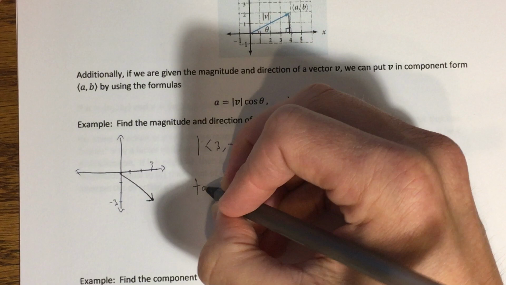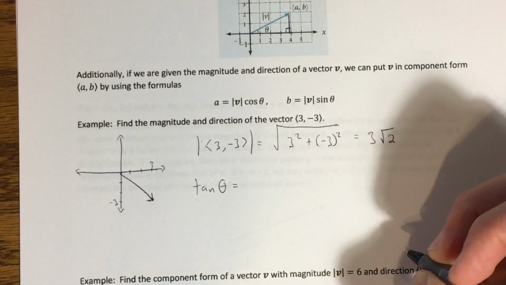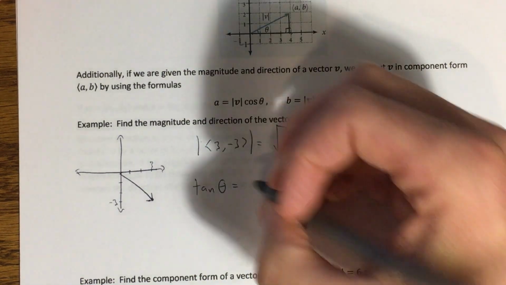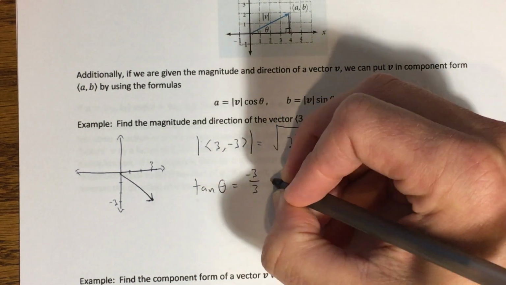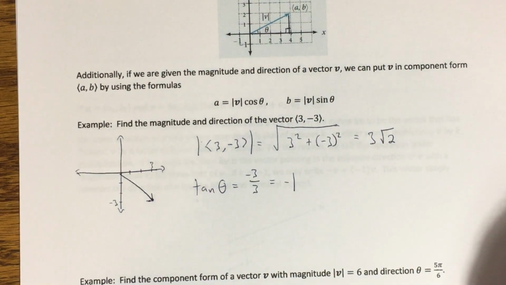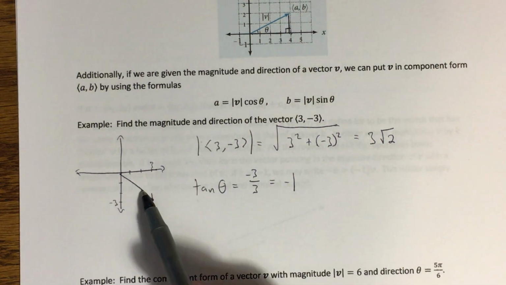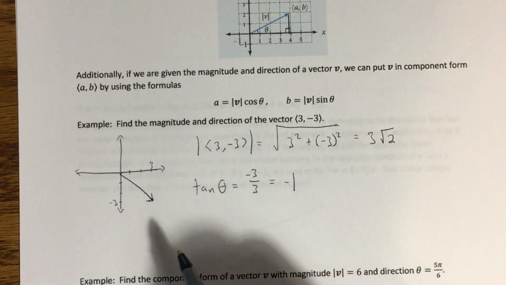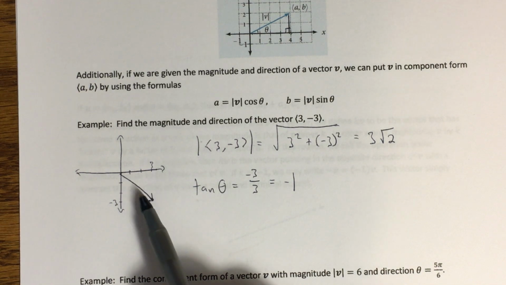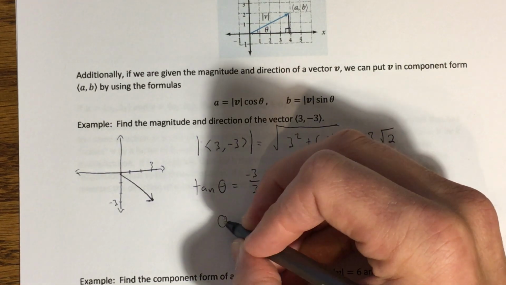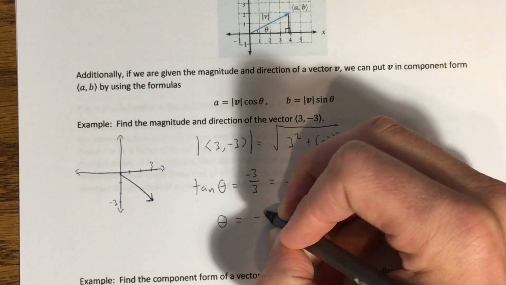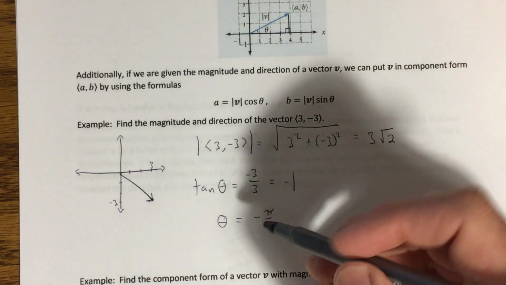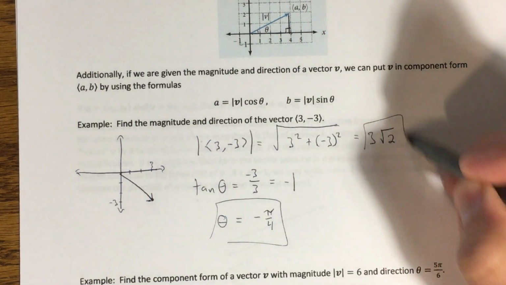Theta, remember I have this. Tangent of theta is equal to b over a. That's negative 3 over 3, or negative 1. Remember, I can solve this by either using my unit circle or an inverse tangent and being careful to pay attention to the quadrant that we're in. If I took an inverse tangent of this, I would get negative pi over 4, which would put me in the fourth quadrant. And it looks like that's where I am. So that's great. I can use the inverse tangent in this case without having to add a pi to it. Theta is equal to negative pi over 4. Okay, so there's my magnitude, there's my direction.